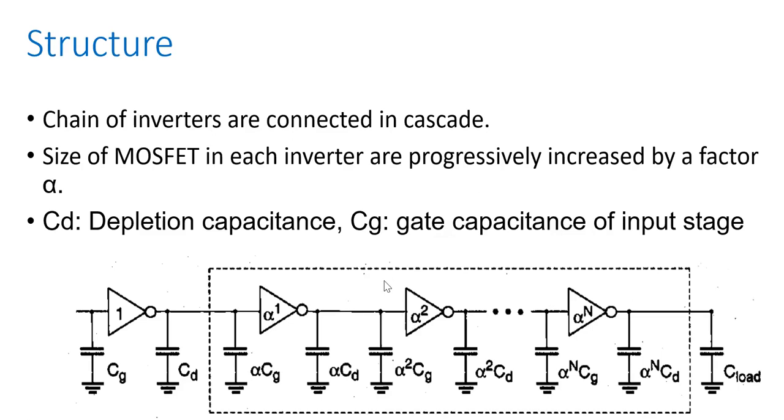Now, for each logic gate, we use two capacitances: CG, the input side gate capacitance, and CD, the output side drain capacitance, that is called depletion capacitance. So input side capacitance CG, output side capacitance CD. Since this device has the size of alpha, the capacitance will also increase by a factor of alpha. So input side alpha times CG, output side alpha times CD. Similarly alpha square for this one, alpha to the power n, alpha to the power n. Now our job is to calculate the value of alpha. What is the value of the scale factor alpha so that the delay will be minimum?